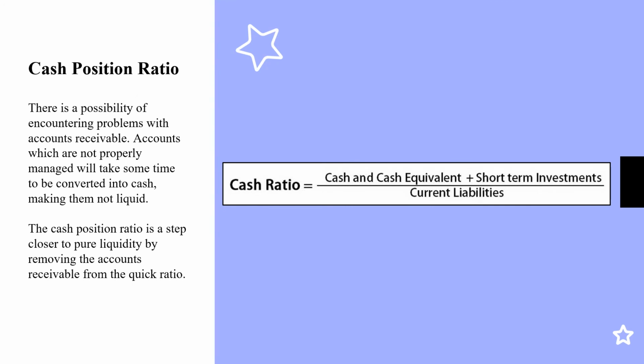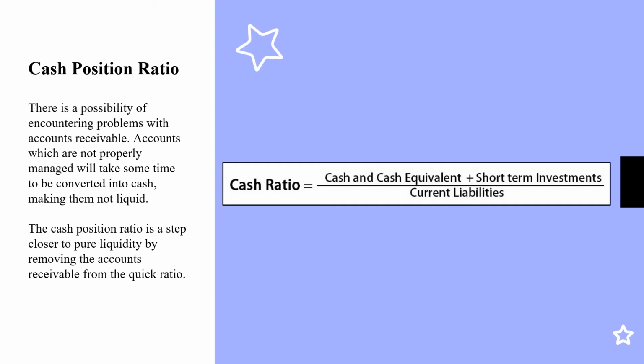Next, we have the cash position ratio. So, from current ratio to quick ratio na mas stringent or mas mahigpit, then ito naman yung pinakamahigpit, which is the cash position ratio. Because this ratio, no, ito na yung pinaka-close to pure liquidity. Okay? So, there's a possibility of encountering problems with accounts receivables. So, kaya yung accounts receivables, tinanggal na natin siya dito sa ating formula. No? So, may assumption na baka hindi makolekta agad yung receivables. So, kaya hindi siya ganun ka-liquid.